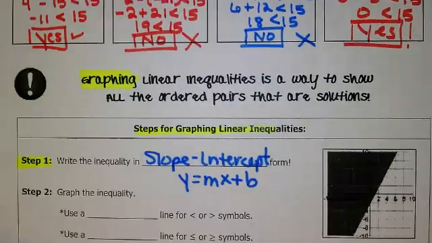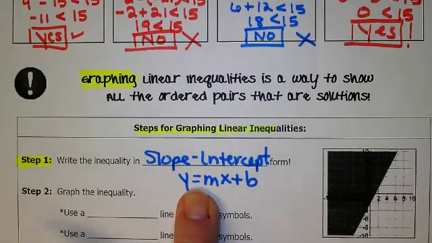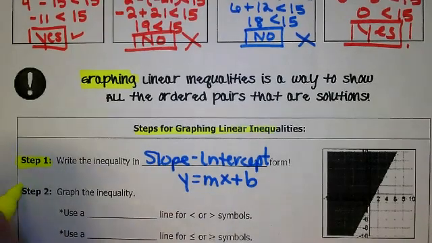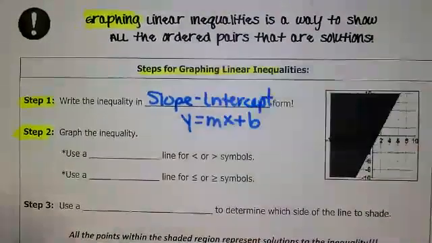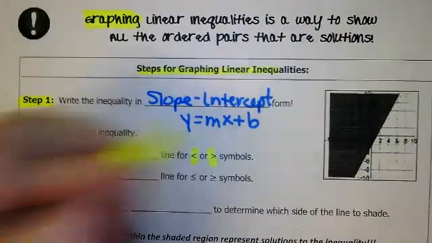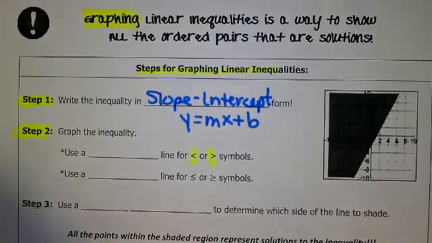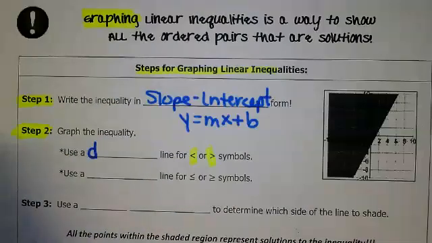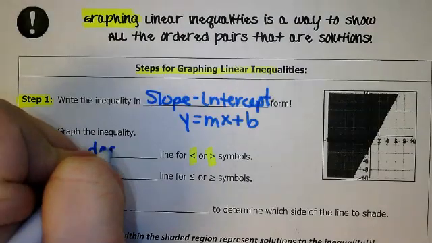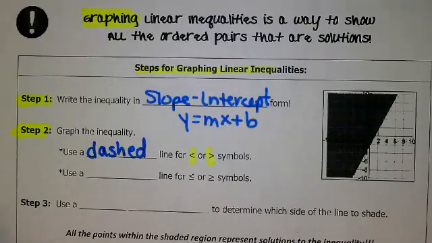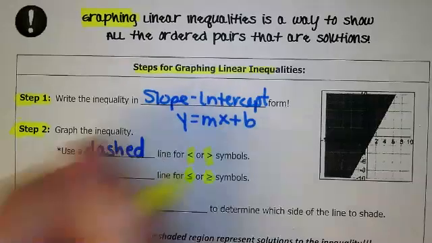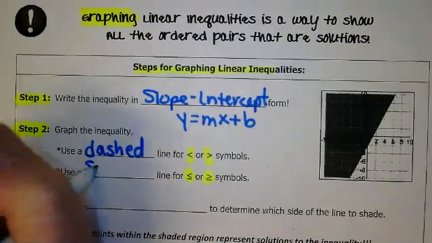Step 1, write the inequality in y-intercept form. In this case, your equal sign will turn into your inequality. How do I know? Remember before when we were graphing inequalities in 6th grade, you just learned how to use these symbols. If you have a less than or greater than, you're going to have a dashed line, and I'll explain what that is in a second. And if you have a less than or equal to, or greater than or equal to, your line is going to be a solid line.